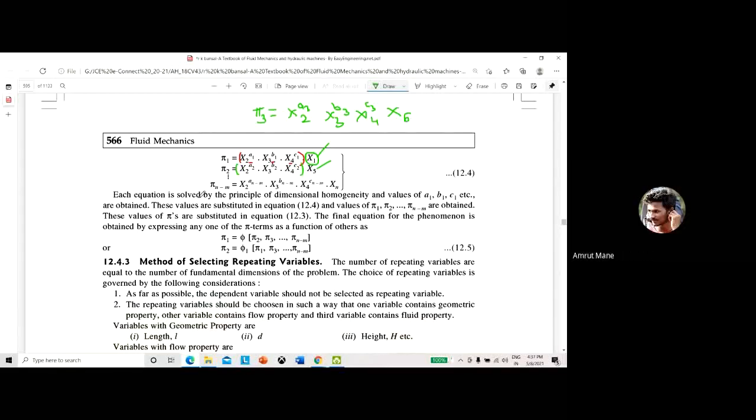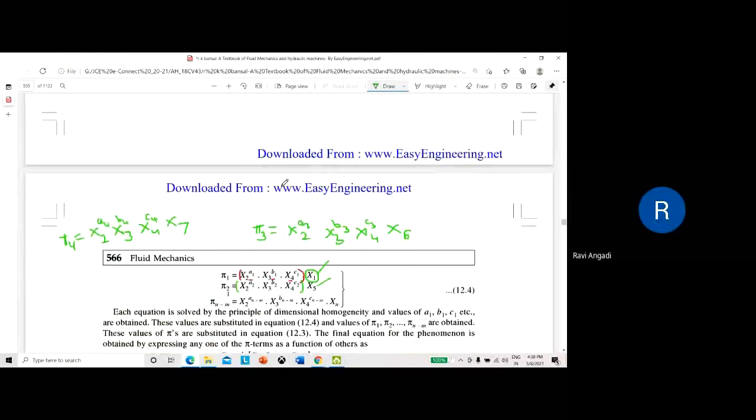Correct, x6. Similarly, suppose you want to write pi 4, tell me pi 4. x2 raised to a4. So first I'll write x2, x3, x4. Now tell me: a4, b4, c4, and one more, plus 1. x7. Correct, exactly right, x7. Because already you have taken x1 here, and x2, x3, x4, x5, x6 are there, and left out is x7. Understood like this? Okay, this is what we call the Buckingham pi theorem.